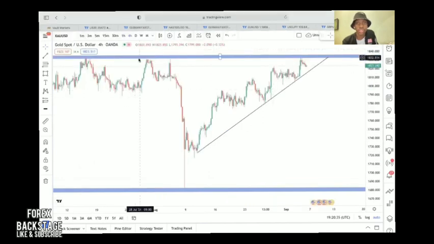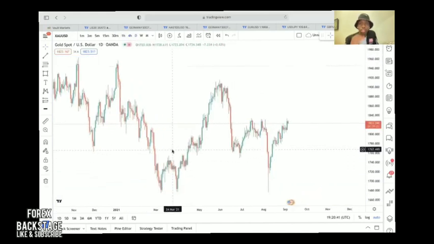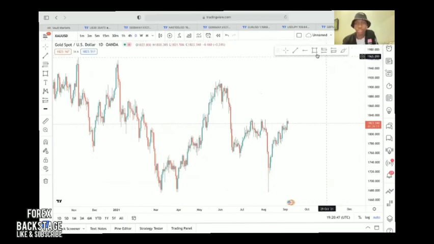Gold is selling. Gold is going to drop big time. Guys, the thing about gold is it likes to move in zones a lot. I'm not saying it doesn't respect trend lines, it does, but it likes to move in zones. Let me just analyze gold.